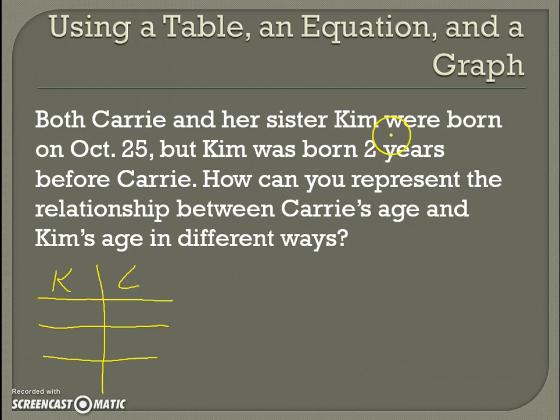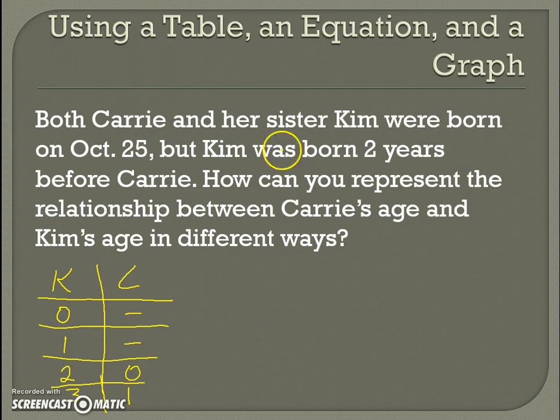Okay, so Carrie and her sister Kim were born on October 25th, but Kim was born 2 years before Carrie. So Kim is the older child. So when Kim was born, she was 0 years old, and Carrie was not existent. We'll just put a dash there. When Kim was 1, Carrie was still not born. And then when Kim was 2, Carrie is now 0. And then I could continue this on. I don't really have a lot of room on here, but we'll do one more at least. When Kim was 3, Carrie was 1.